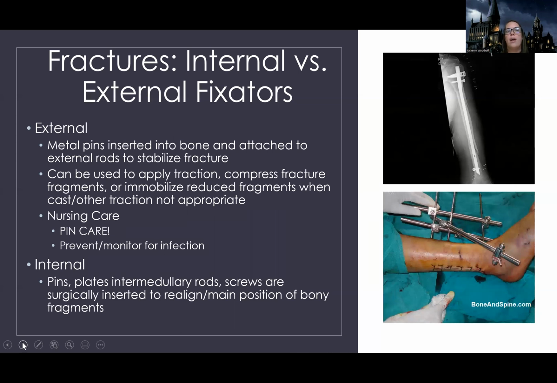So let's talk about fixators now. I told you that we realign or reduce first, and once we're realigned, then we're immobilizing. One of the ways we more long-term immobilize is through internal or external fixators. We talked about the internal fixators already, like at the top. These are the pins, rods, screws, plates, etc. They go in and do that open reduction internal fixation, placing these devices to help keep things in place.